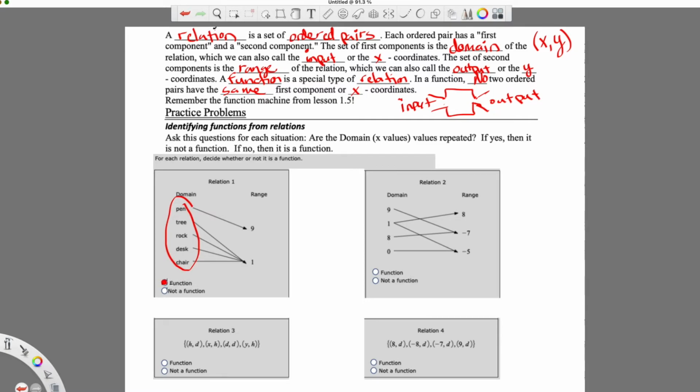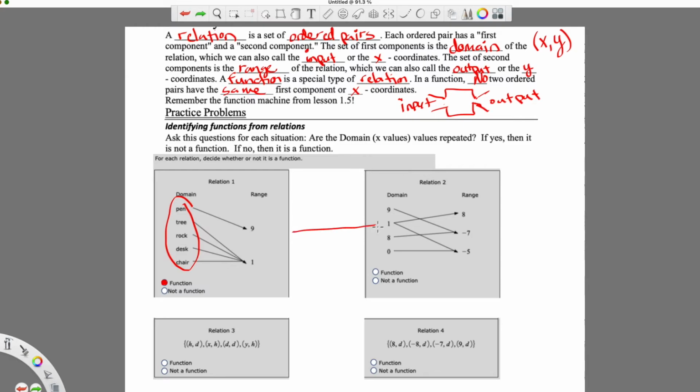And I know this causes some confusion for students, because they look over here at the range and they go, well, pen is unique, it goes to 9, but then the other 4 all go to 1, so it is being repeated. The range is allowed to be repeated. The range can be used more than once. It's the domain that we're worried about. And we're going to see a visual of this on the next video, so that you can actually see what's happening. And I can kind of show you.